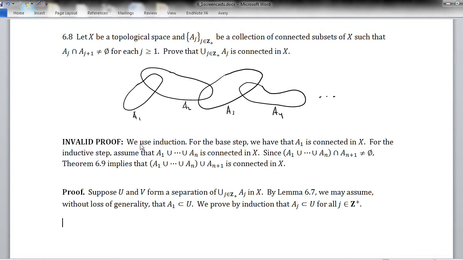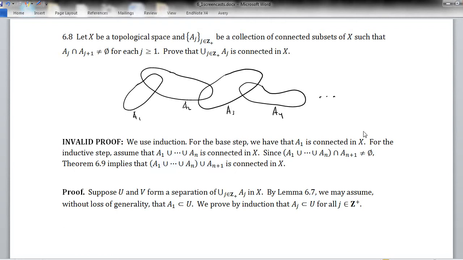So here's the invalid proof. We use induction. For the base step, we just have that the union of the first one, which is just A1 itself, is connected, and that's given. We're assuming that each of these individually are connected subsets of X. And then for the inductive step, suppose that you know that the union of the first n are connected. And then I want to show that if I add on one more, that's connected as well.